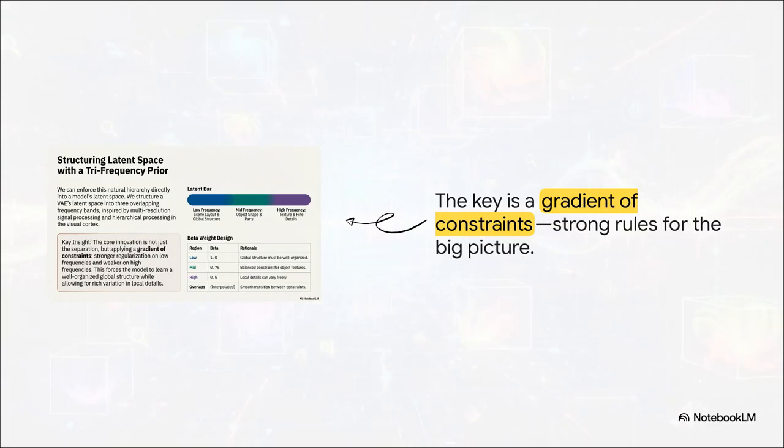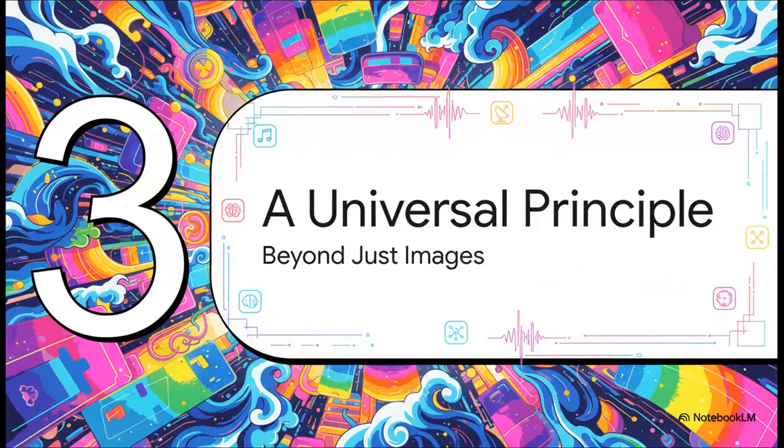Now, here's the really clever part. It's not just about splitting things into layers. The real magic trick is what they call a gradient of constraints. The model has to follow super strict rules for the big picture. The forest has to make sense, but it gets a ton more freedom when it comes to the tiny details, the leaves, which allows for all that rich, chaotic variety you see in the real world. And this idea, separating frequencies and playing by different rules for each layer, that's the master key.